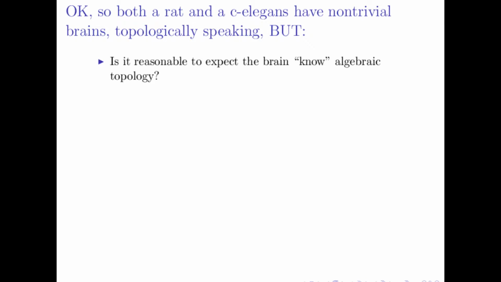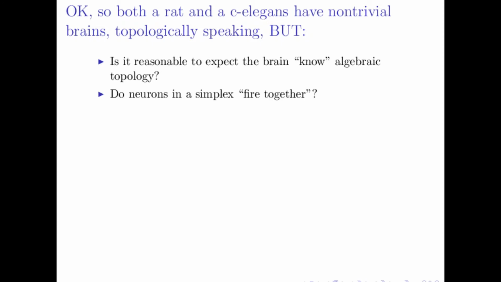Okay, so the rat and the C. elegans have non-trivial brains, topologically speaking. But if you're a biologist, that's not going to be very appealing to you. One question you'll ask is, is it reasonable for the brain to know algebraic topology? And this is a good question. Our brains here collectively know algebraic topology, but this takes a lot of training. The actual tissue, does that know algebraic topology?